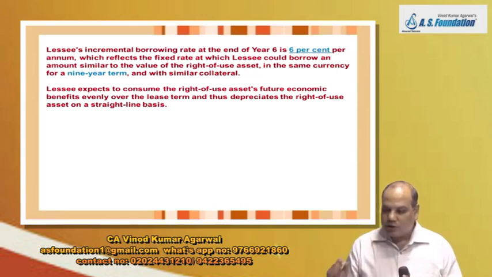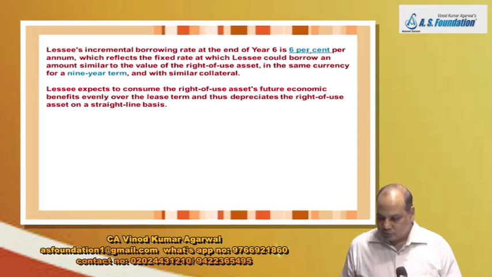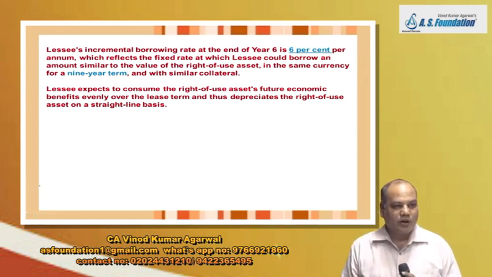So lessee's incremental borrowing rate at the end of year 6 is 6%. So this, they have given also. Per annum, which reflects the fixed rate at which lessee could borrow an amount similar to the value of the right of use asset in the same currency for a 9-year term with similar collateral. Why 9 year is written? Why 10 is not written? Because the lease rentals are paid at the beginning.